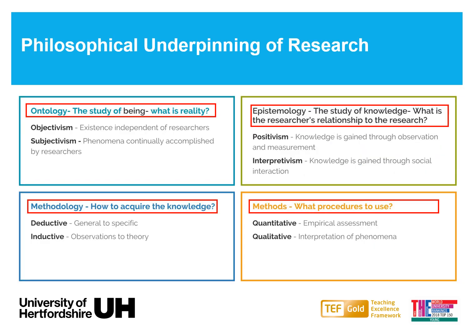So there are four main philosophical underpinnings of research: ontology, the study of being, what is reality; epistemology, the study of knowledge and what is the researcher's relationship to the research; methodology, how to acquire knowledge; and methods, the specific skills or procedures used to conduct the research.